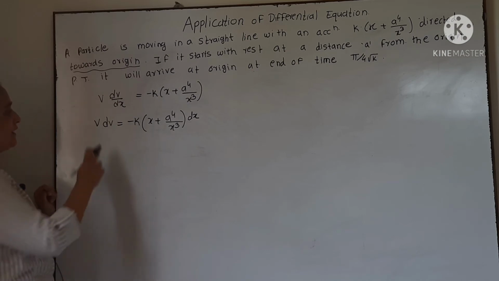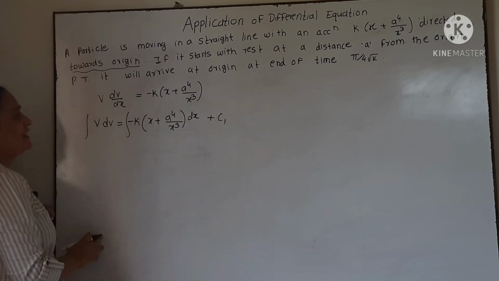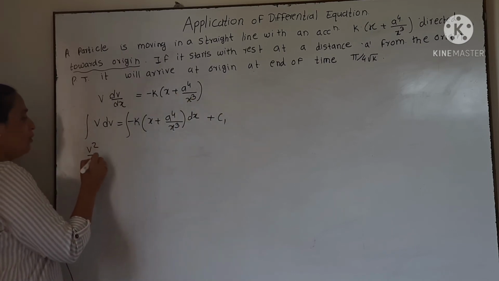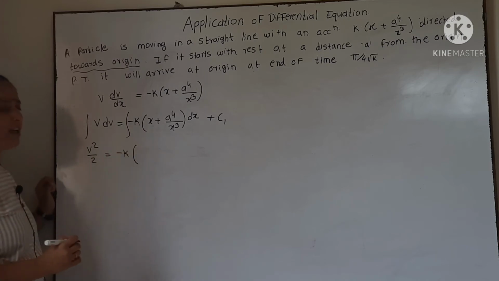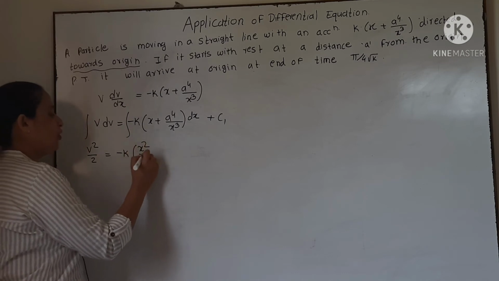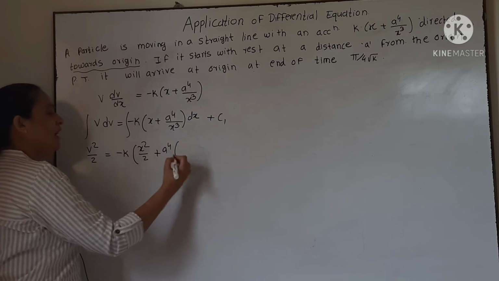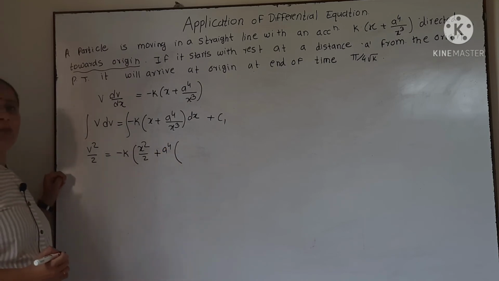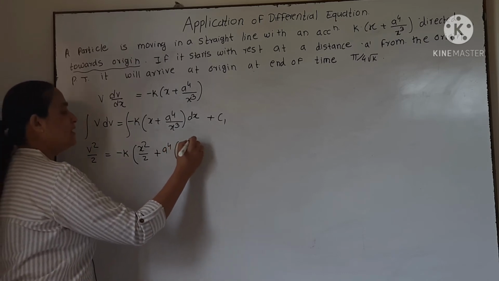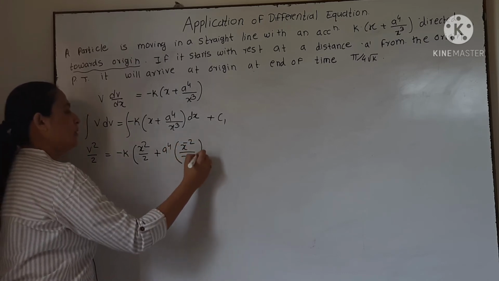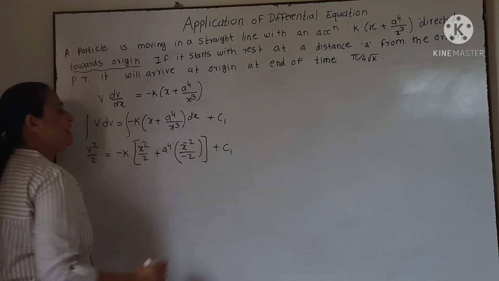If I integrate this, you have to add the constant of integration, say c1. So this is v square upon 2 equal to minus k, constant taken outside. The integral of x is x square upon 2 plus a raised to 4 is a constant. Integral of 1 upon x cube, that means x raised to minus 3. The integral of x raised to minus 3 is x raised to minus 2 upon minus 2, plus the constant of integration c1.